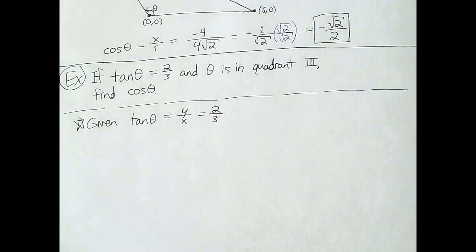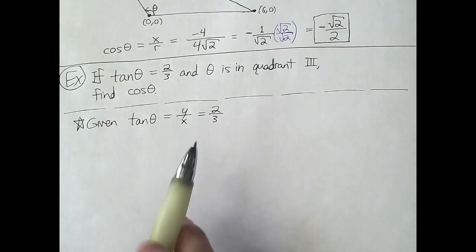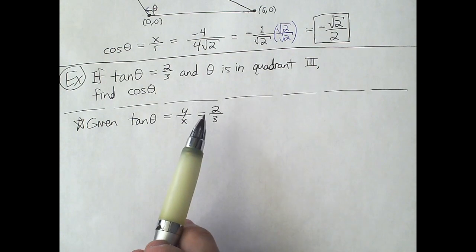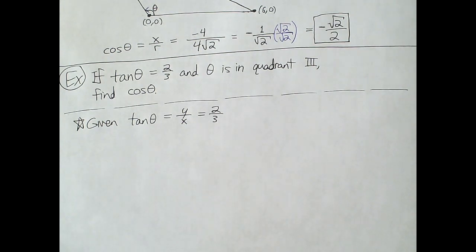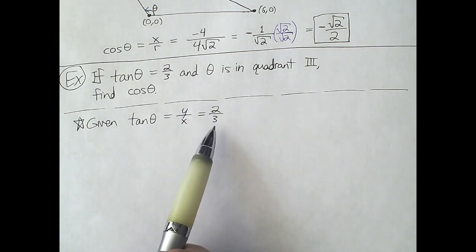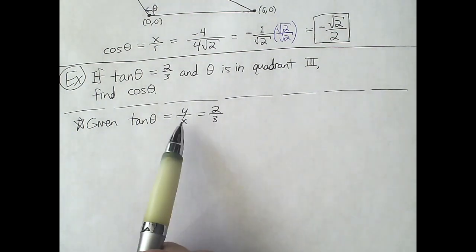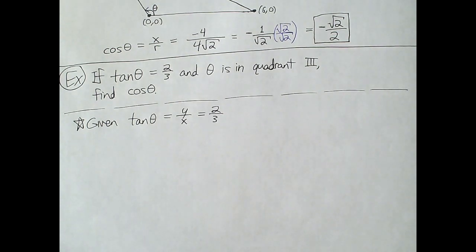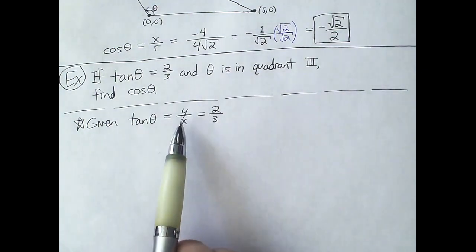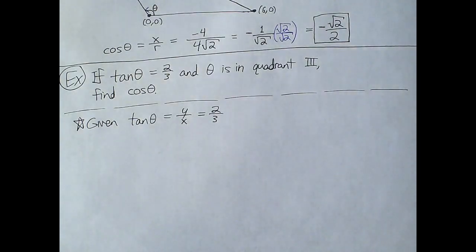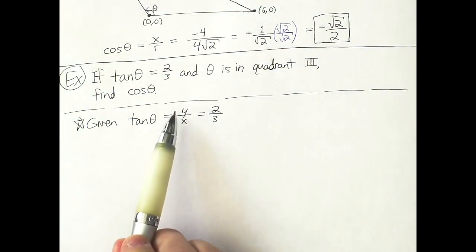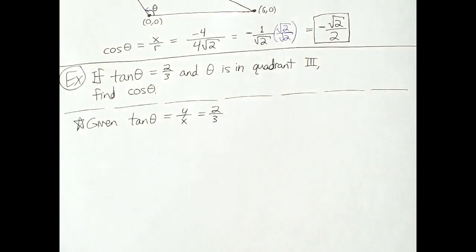Okay. Before we go any further, I have something for you to think about. Does this mean that y has to equal 2 and x has to equal 3? Y over x is 2 over 3. Does y have to equal 2? Does x have to equal 3? Well, no, not necessarily, right? Y might equal 4 and x might equal 6. 4 over 6 does equal 2 over 3.